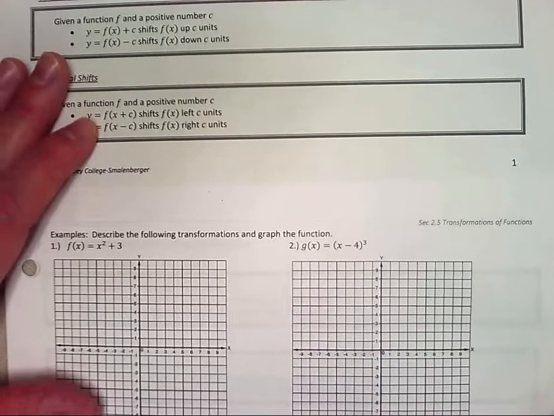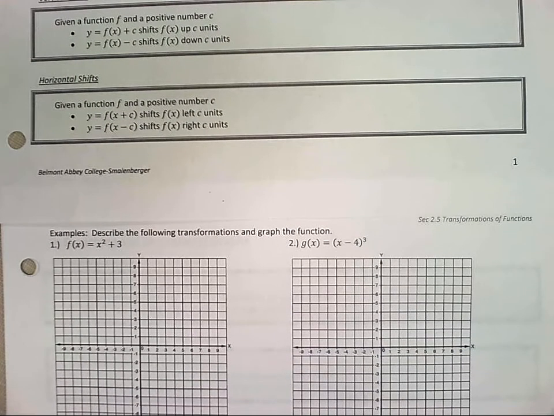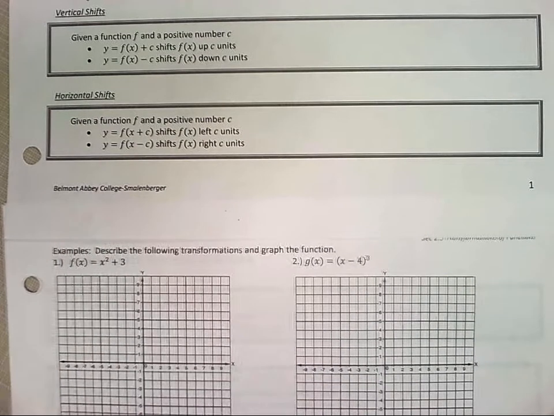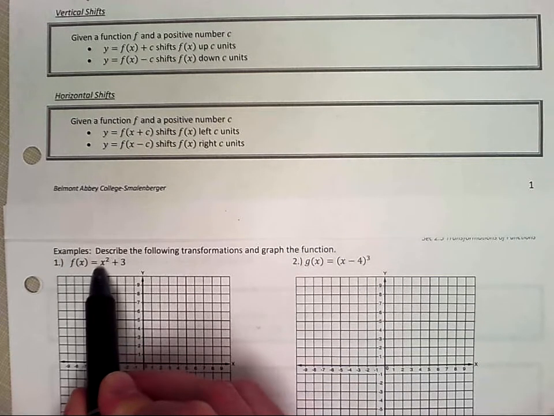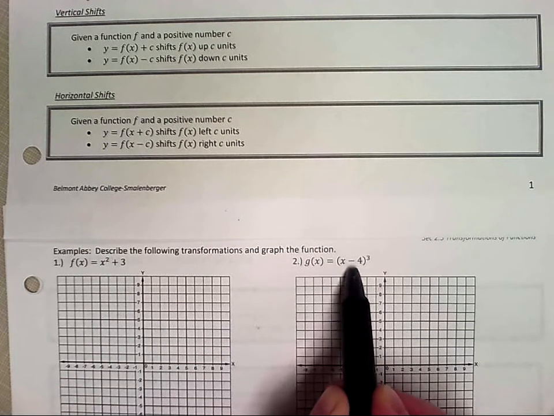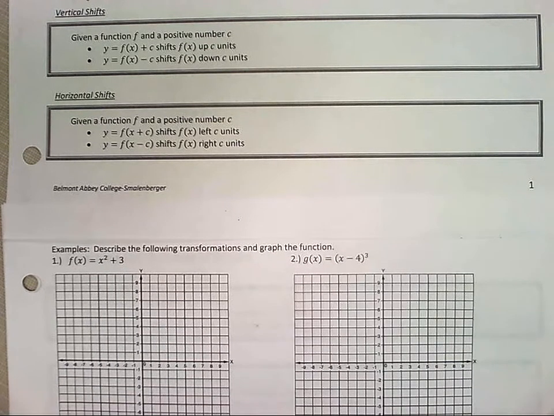So let's see what that means. Describe the transformations and graph the function. So for number 1, I have f of x equals x squared plus 3. For number 2, I have g of x equals (x minus 4) cubed. So which one is inside and which one is outside the main function?